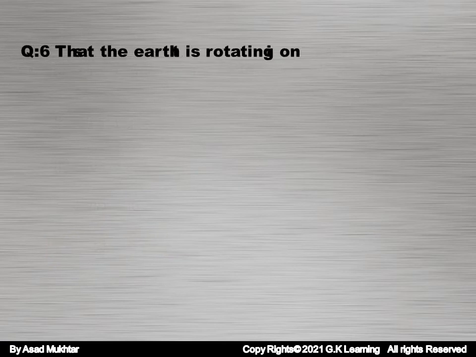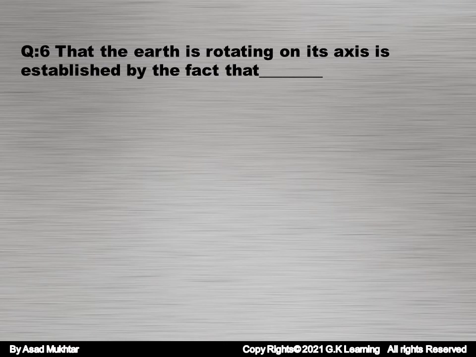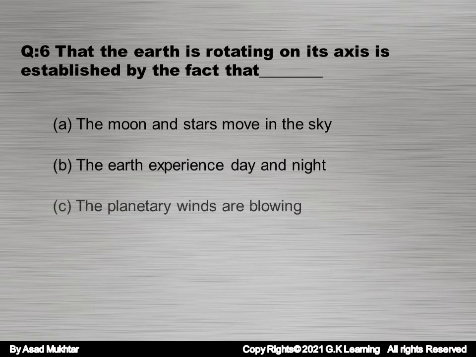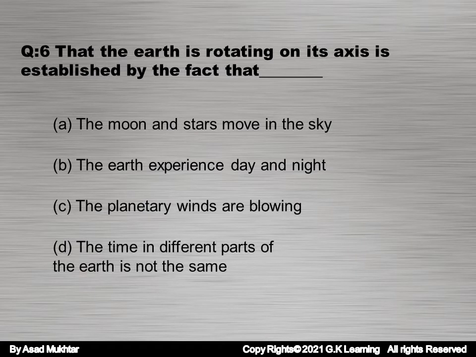That the Earth is rotating on its axis is established by the fact that the moon and stars move in the sky. The Earth experiences day and night. The planetary winds are blowing. The time in different parts of the Earth is not the same. The answer is the Earth experiences day and night.